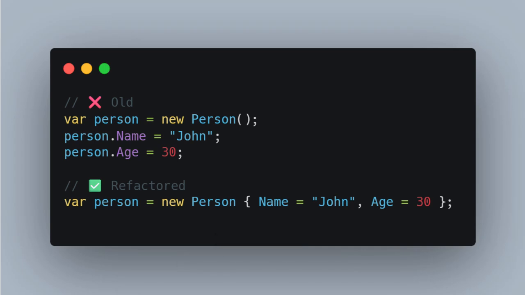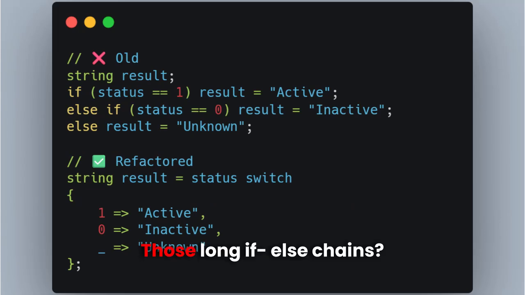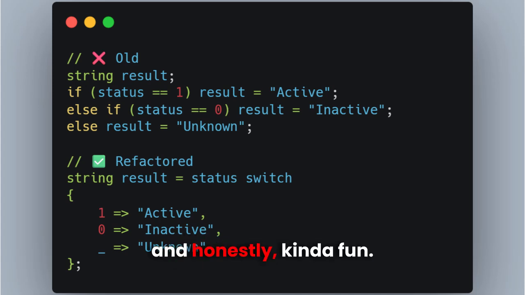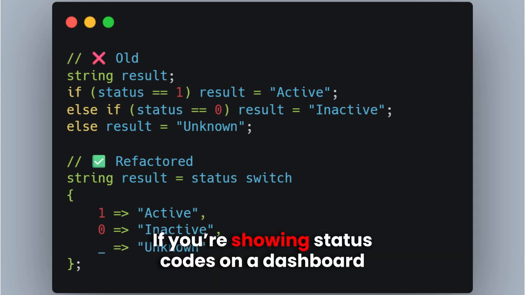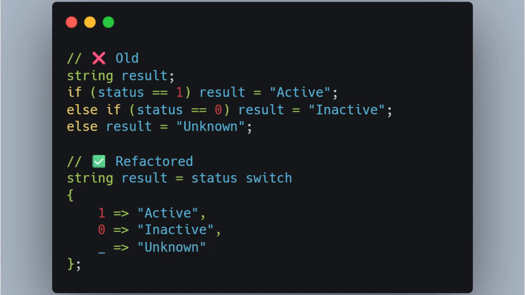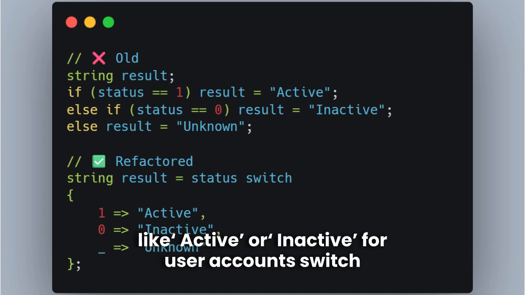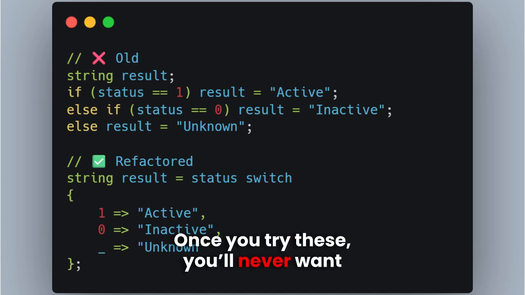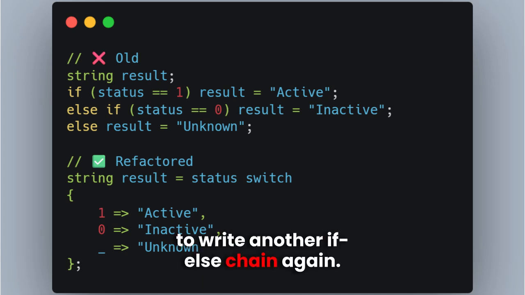Tip 10. Use switch expressions. Those long if-else chains? They're so outdated. Switch expressions are clean, modern, and honestly, kind of fun. Real-life example. If you're showing status codes on a dashboard, like active or inactive for user accounts, switch expressions keep your code neat and tidy. Once you try these, you'll never want to write another if-else chain again.